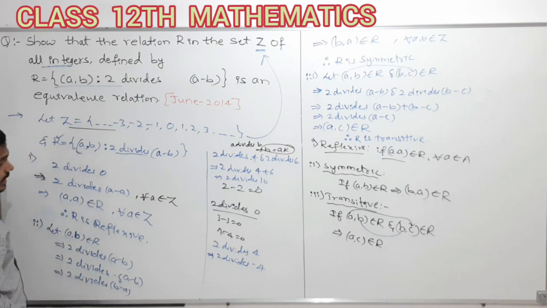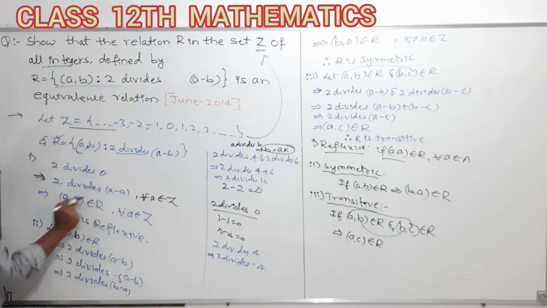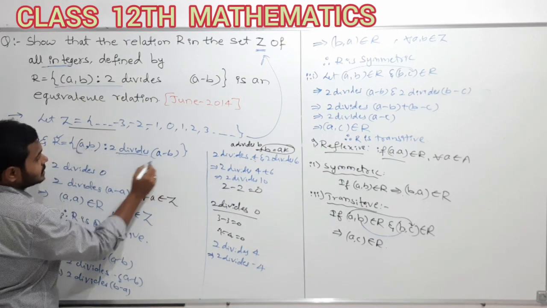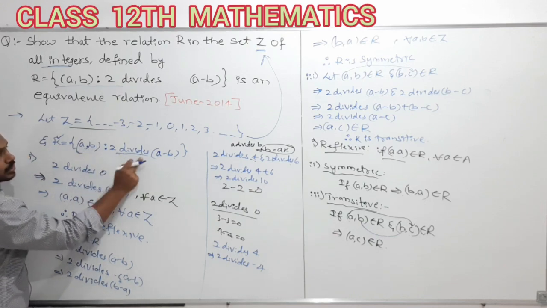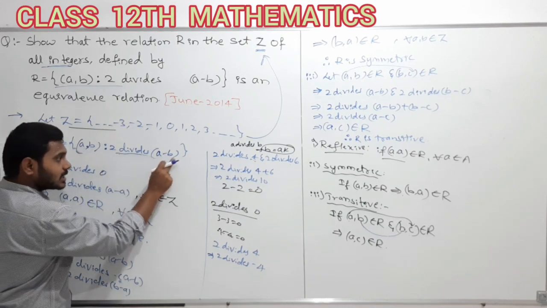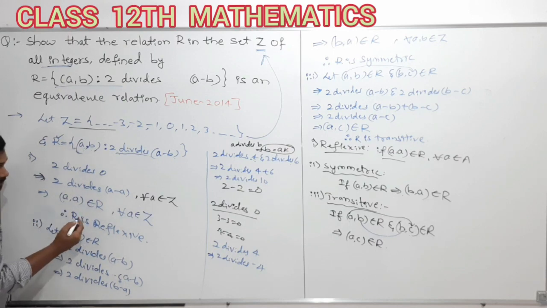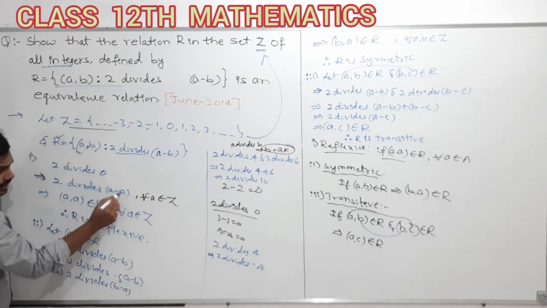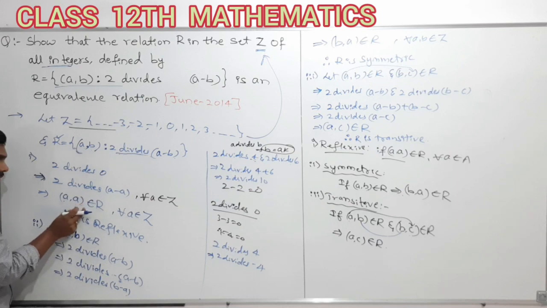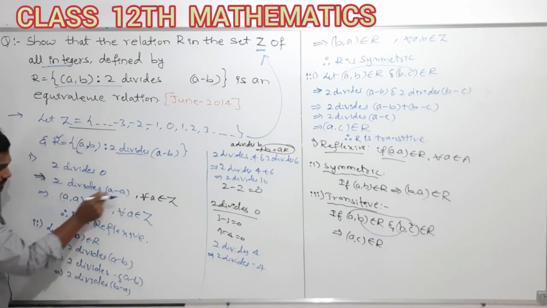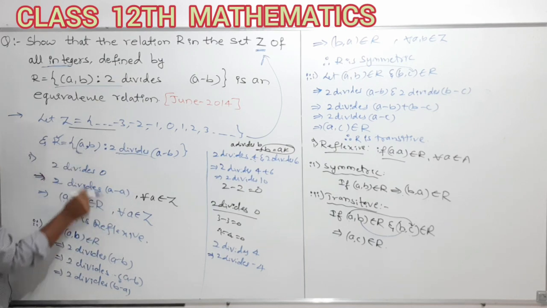So 2 divides a - a means we can write (a, a) belongs to R. Here the condition is 2 divides a - b, so for an ordered pair we can write (a, b). Here 2 is dividing a - b, which means that ordered pair is contained in this relation R. 2 divides a - a means this (a, a) belongs to the relation R.